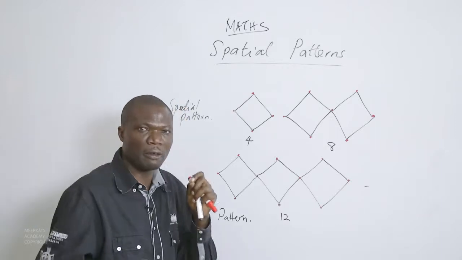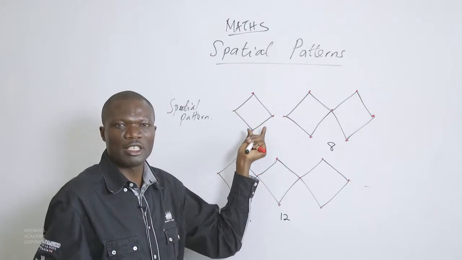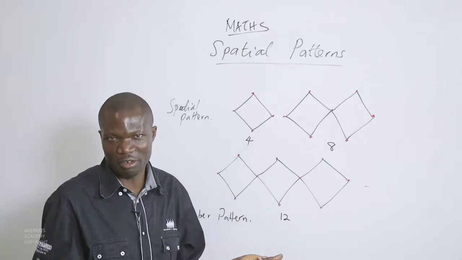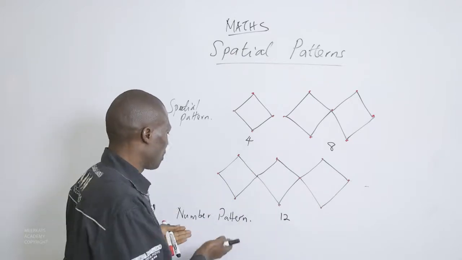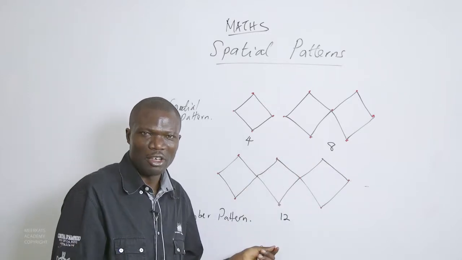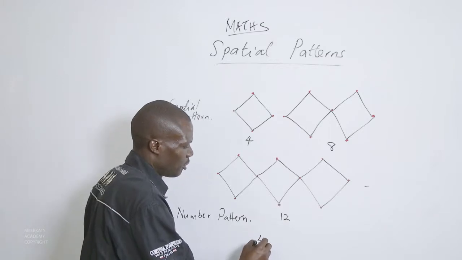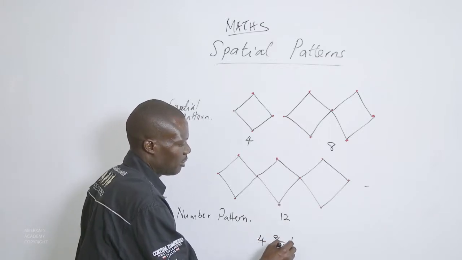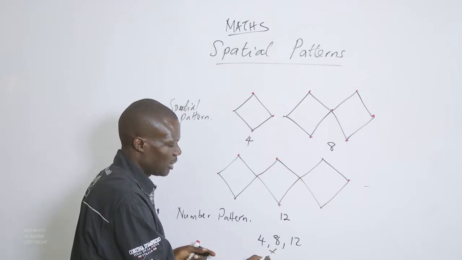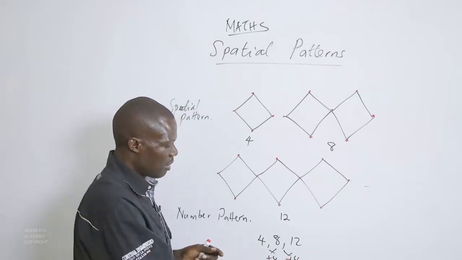So it's very simple. The spatial pattern, we have the first inverted square, the second one, and then the third one. But if we change it to a number pattern, we shall write 4, 8, then 12. If you are very keen, you realize that 4, 8, 12 is forming a certain pattern which is increasing by 4. It is increasing by 4.